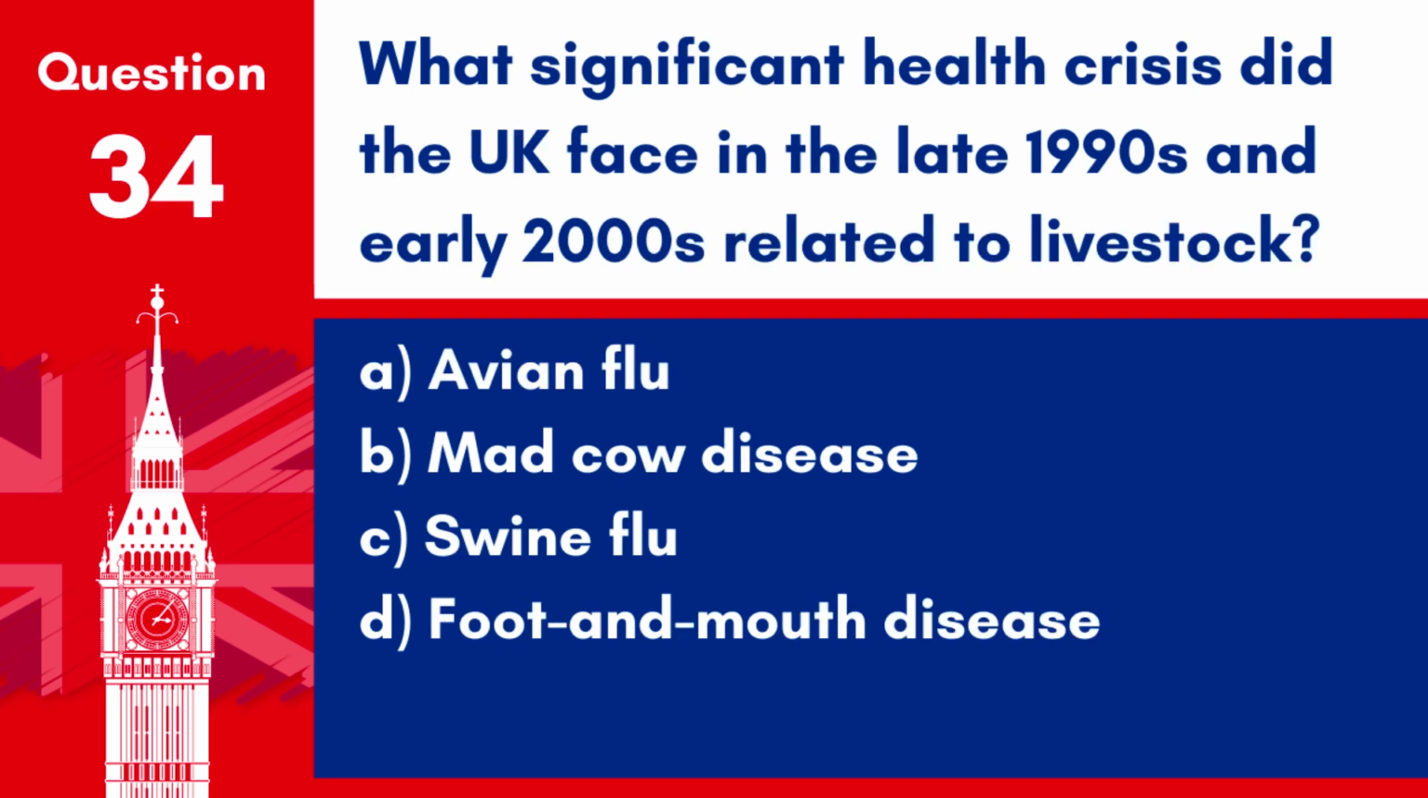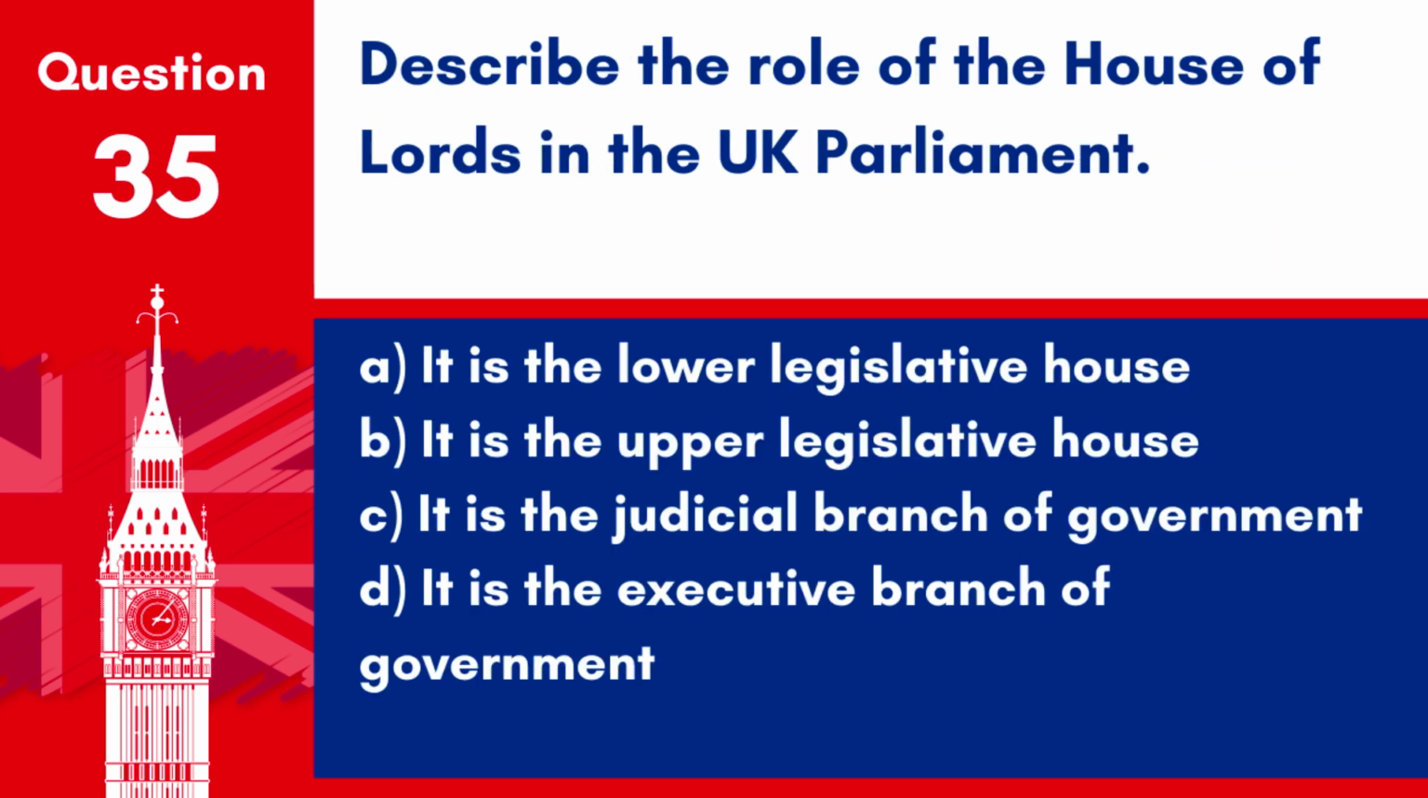Question 34. What significant health crisis did the UK face in the late 1990s and early 2000s related to livestock? A. Avian flu. B. Mad cow disease. C. Swine flu. D. Foot and mouth disease. Answer. B. Mad cow disease. The UK faced a significant health crisis related to bovine spongiform encephalopathy, BSE, commonly known as mad cow disease, in the late 1990s. Question 35.